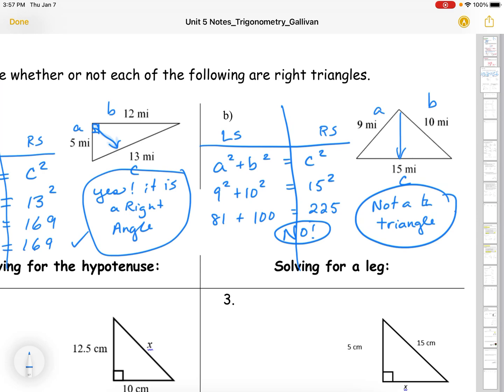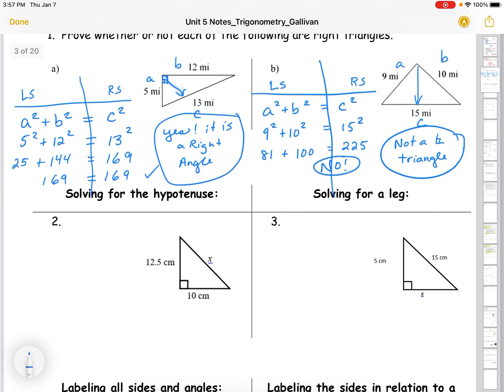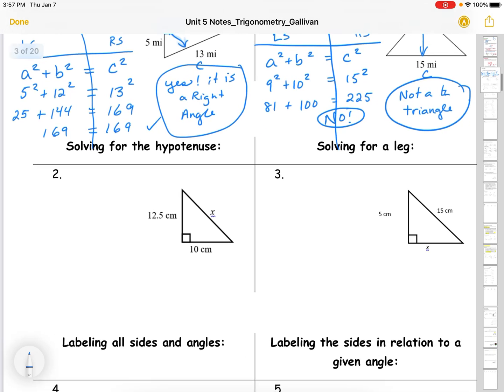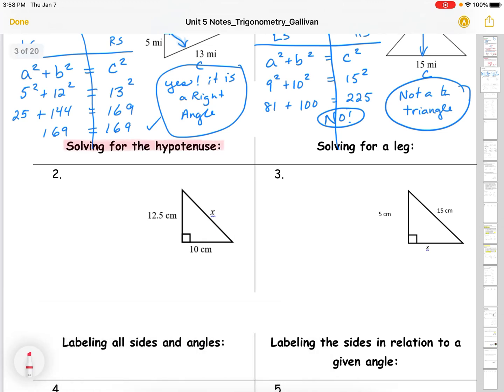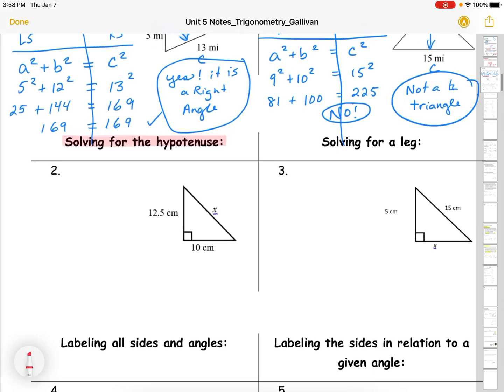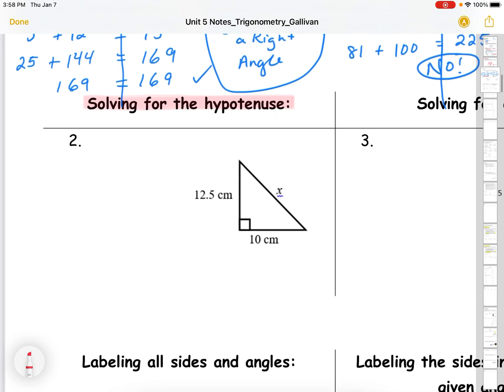Okay, so we've tested and compared those ratios to see how it works. Now, another thing we can do is solve for the hypotenuse. We're going to take our Pythagorean theorem and use it to solve for the hypotenuse. So we have to do some rearranging. But let's fill this in. We're looking for x, so x will be our C.